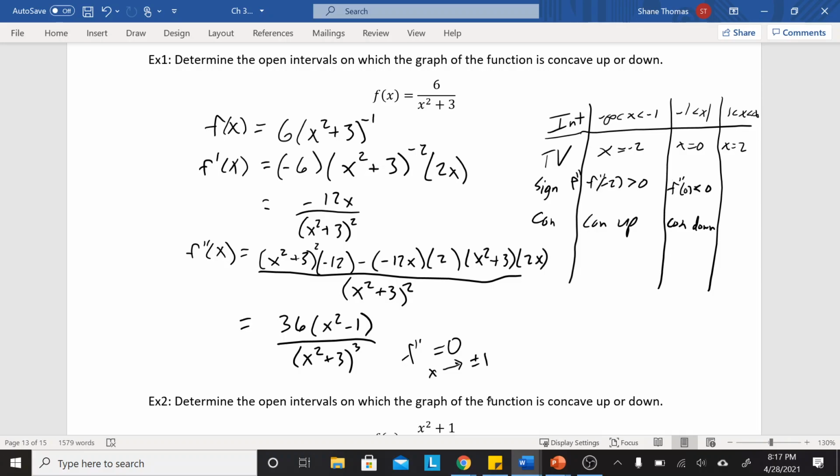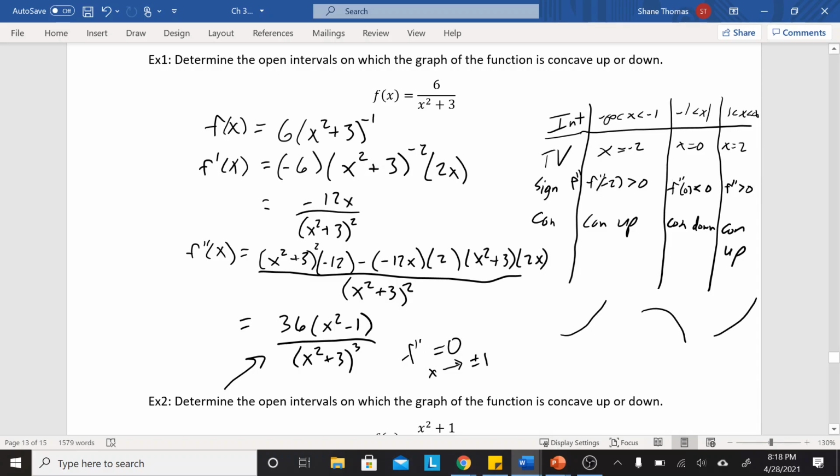And then lastly, when we put a 2 in, and we're putting this into the second derivative, into this guy right here, that is going to be greater than 0. So therefore, this is going to be concave up. All right, so that means from infinity to -1, it's going to look something like this. Concave down looks something like this. Concave up looks something like that.